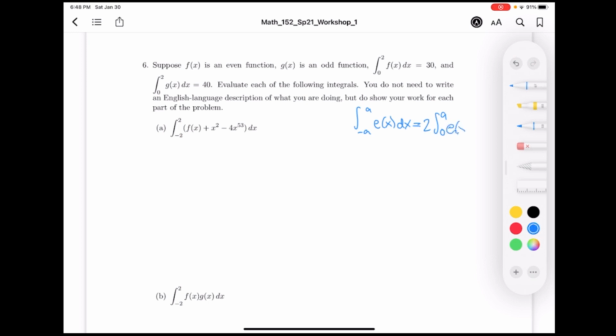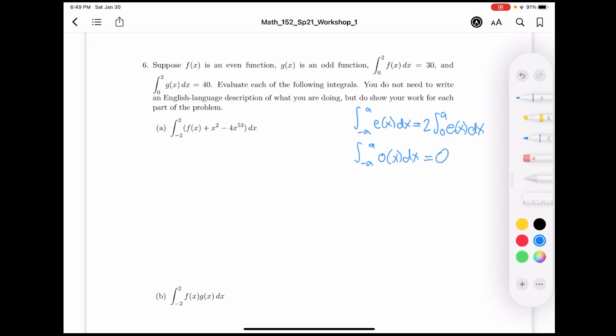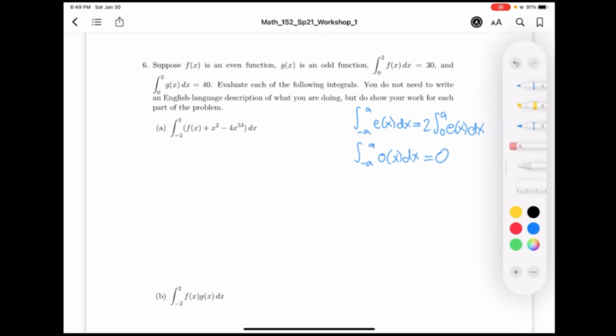and the integral from negative a to a of an odd function, I'll call it o of x dx, is just equal to 0. I covered in the video why that is. I'm not going to go over it again. You can review the video. So anyway, what we want to do is use these rules to break up the integral that you see here into its even and odd components.